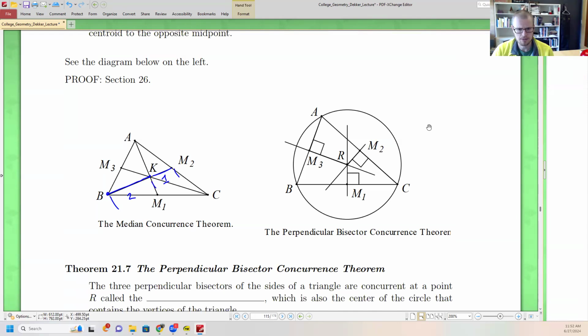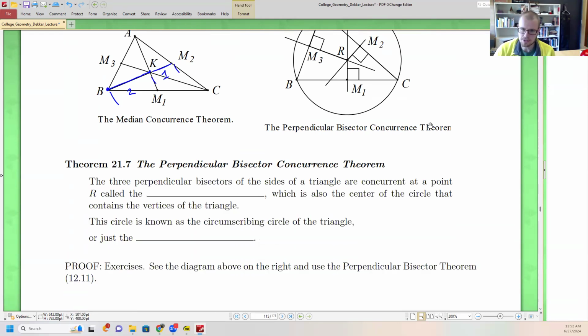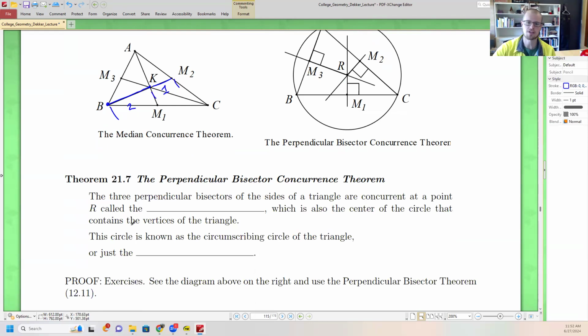All right. Next theorem, the perpendicular bisector theorem. Just a restatement of what you had found, formalized as a theorem. The three perpendicular bisectors of the sides of a triangle are concurrent at a point labeled R, called the circumcenter, which is also the center of the circle that contains all the vertices of the triangle. This circle that contains all the vertices is known as the circumscribing circle of the triangle, or simply the circumcircle.